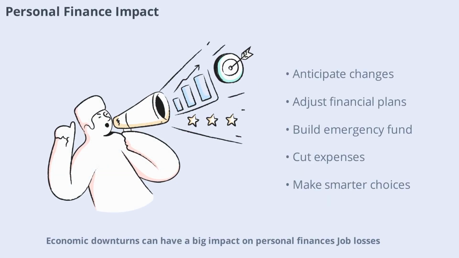Economic downturns can have a big impact on personal finances. Job losses, falling investments, and reduced spending can all create challenges. By monitoring the 5 indicators, you can anticipate changes and adjust your plans. Whether it's building an emergency fund, cutting expenses, or rebalancing your portfolio, staying informed helps you make smarter choices.